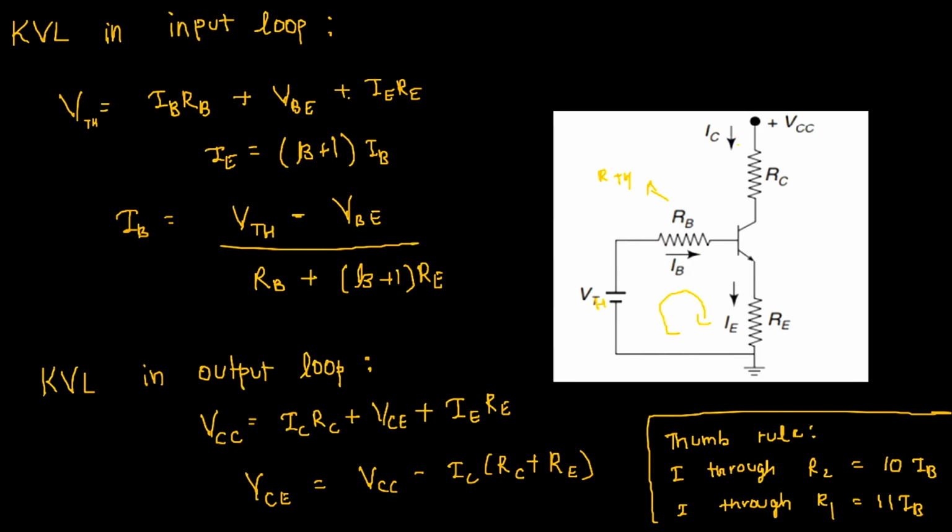So applying KVL on the input side, we get VCC is equal to IC into RC plus IB into RB plus VTH.